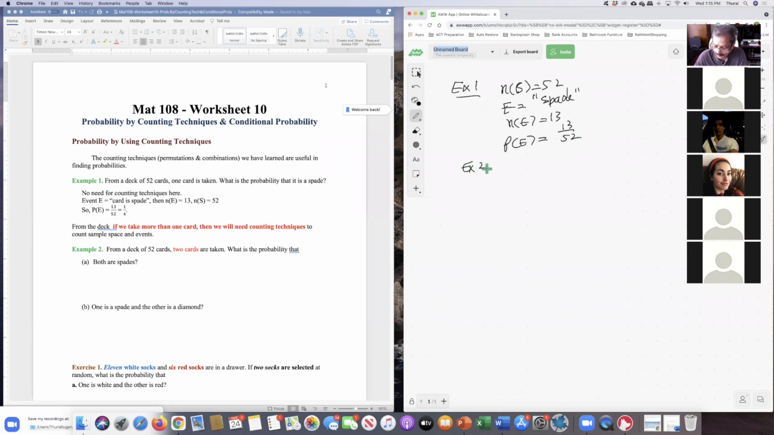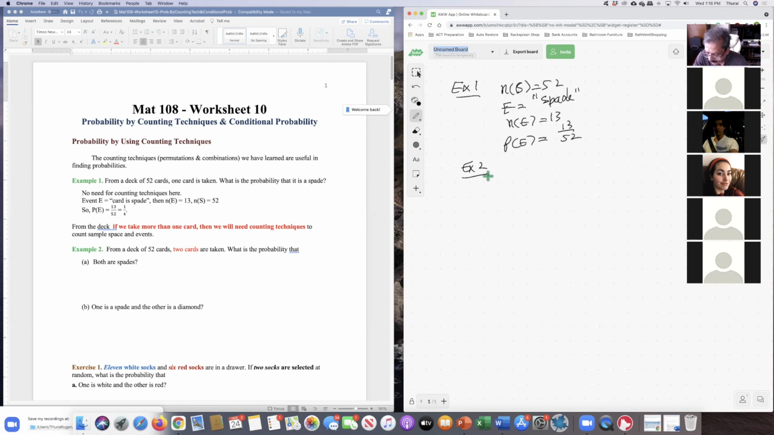So let's see example 2. From 52 cards, 2 cards are taken. What is the probability both are spades? Now we need counting techniques. If I take 2 cards from the 52, then it can be jack of spade and king of diamond, that's one possibility, and ace of spade and king of diamond is another. There are so many of those, but I can count them using the counting techniques we learned.